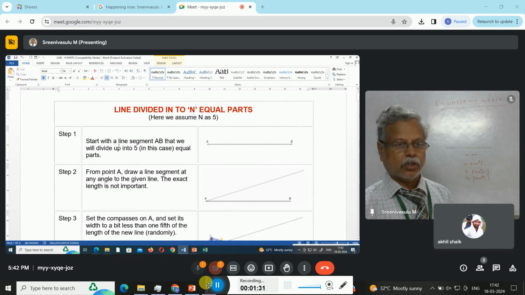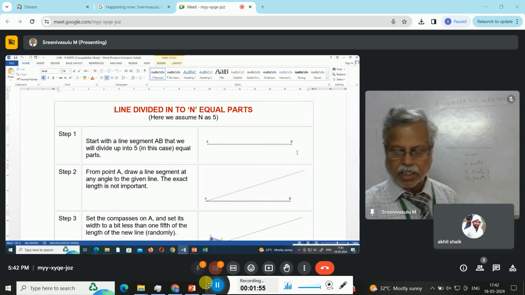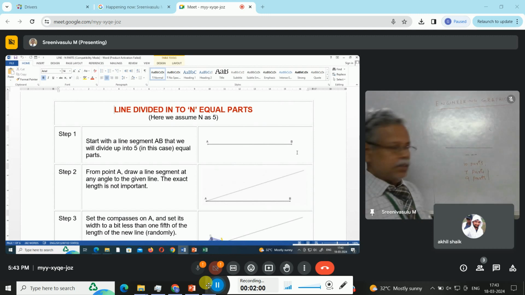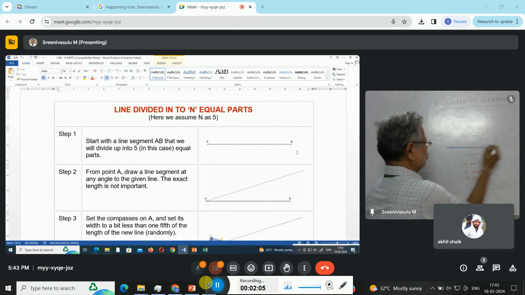Step 1. First of all, we need to draw a line AB of the length given, say 100 or 200 or 50, whatever the line length that has been given. That is our step 1: the line that needs to be divided should be drawn. I would like to show that on screen. Maybe that line would be this. So this is that particular line AB.